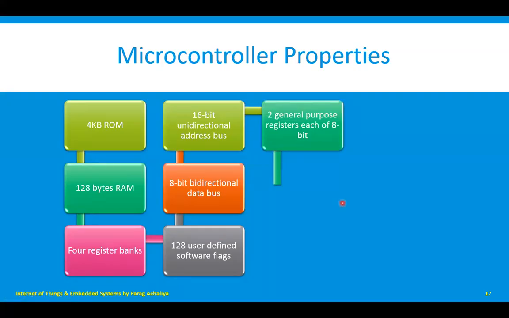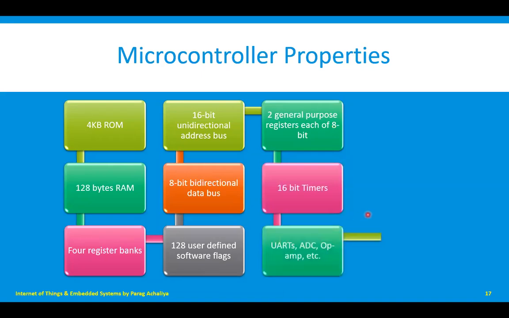Then the microcontroller will have two general purpose registers, each of 8-bit. So every microcontroller will have two general purpose registers, and both of those registers are of 8-bit size each. It has 16-bit timers. Yes, it has UART, ADC, op-amp, etc. These are some peripherals that are used to connect external devices along with your microcontroller. Then it has a 16-bit program counter and data pointer.